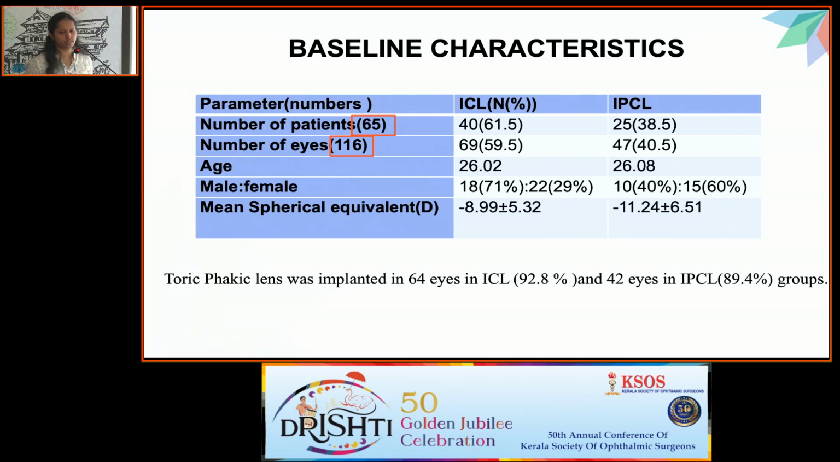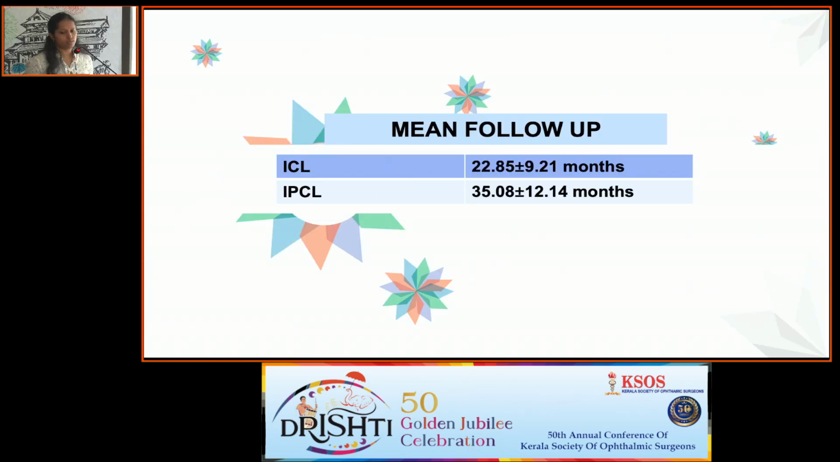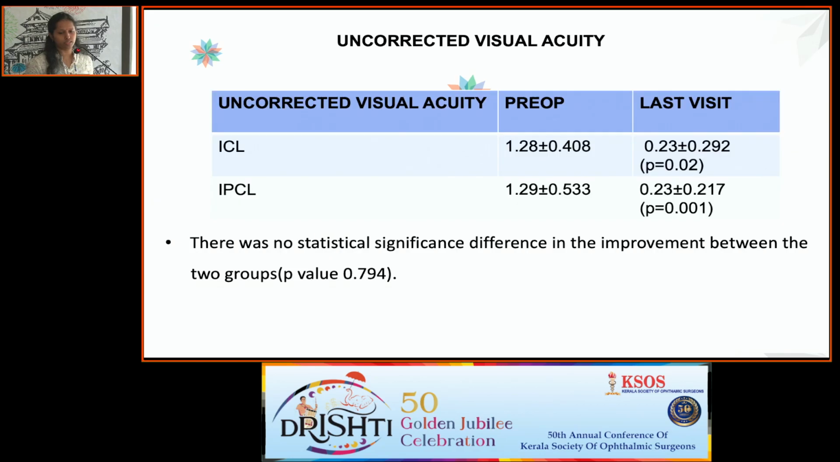The mean age was 26 in both groups, and the mean spherical equivalent was -8 in ICL and -11 in IPCL. Toric phakic lenses were implanted in 64 ICL eyes and 42 IPCL eyes. The mean follow-up for ICL was 22 months, and the IPCL patients had a higher follow-up of 35 months.